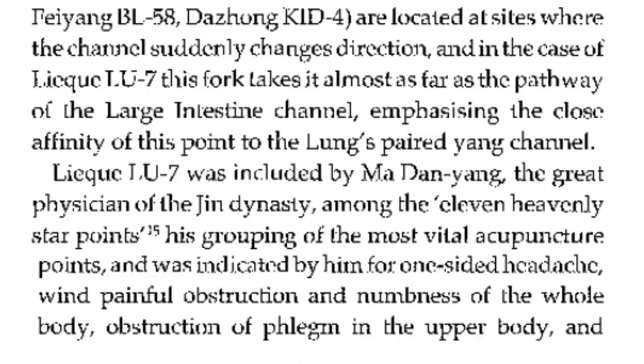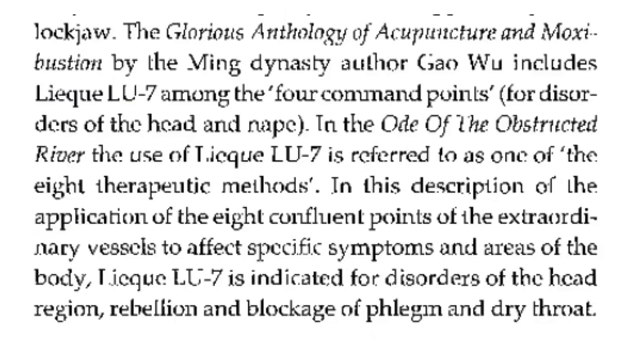Lung 7 was included by Ma Danyang, the great physician of the Jin dynasty, among the 11 heavenly star points, his grouping of the most vital acupuncture points, and was indicated by him for one-sided headache, wind painful obstruction and numbness of the whole body, obstruction of phlegm in the upper body, and lockjaw.